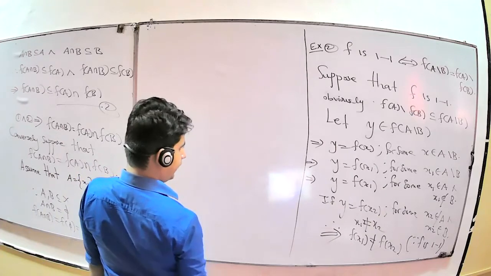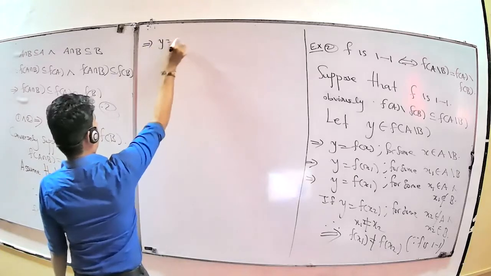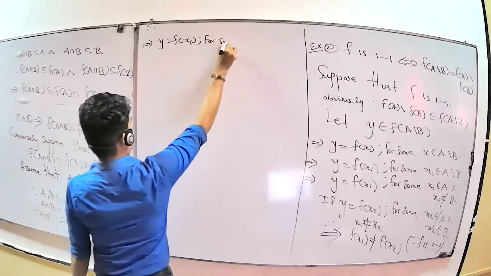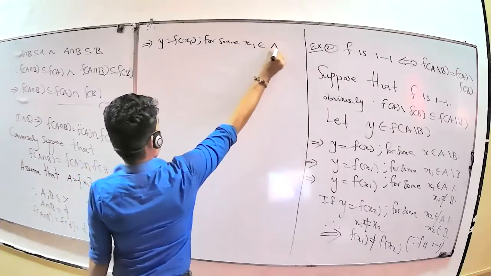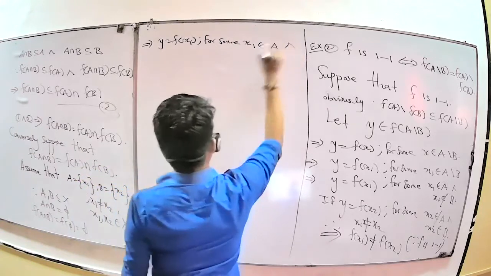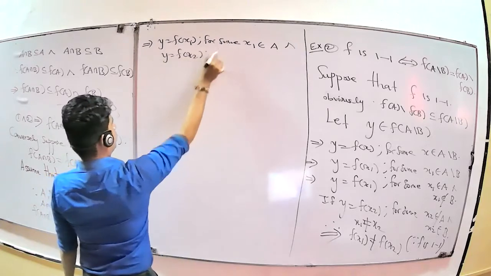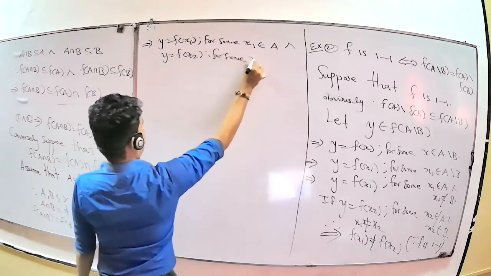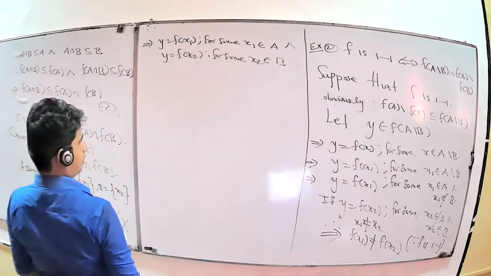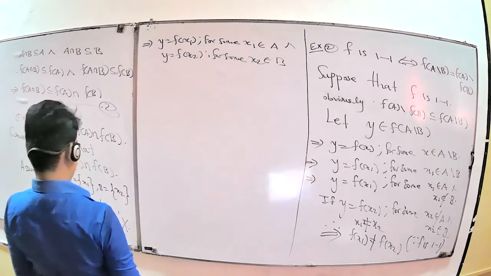here x1 belongs to A and x2 belongs to B. Therefore, you can write y equal f of x1 for some x1 belonging to A, and y equal f of x2 for some x2 belonging to B, right?